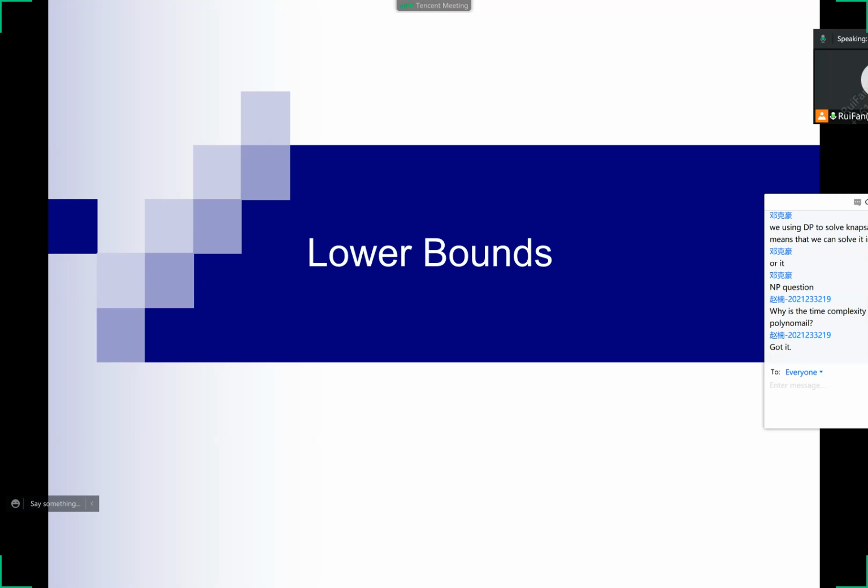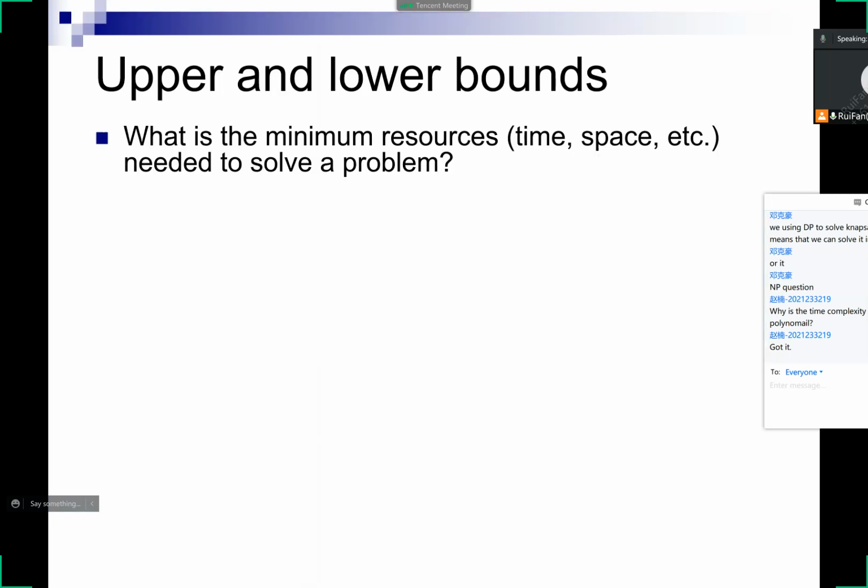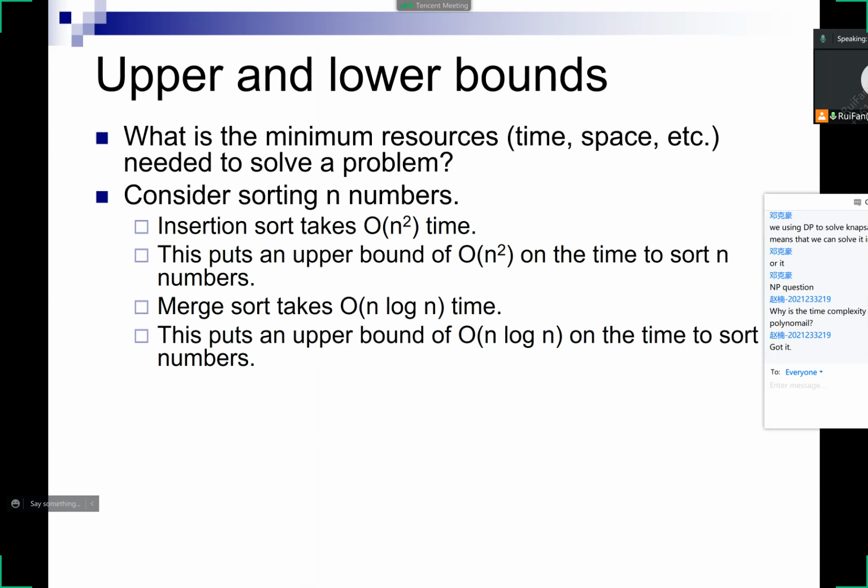I want you to understand where this lower bound comes from, and also why lower bounds are useful. Okay, I need to rush through this a bit, but you can ask questions later. So what we're talking about is upper and lower bounds.